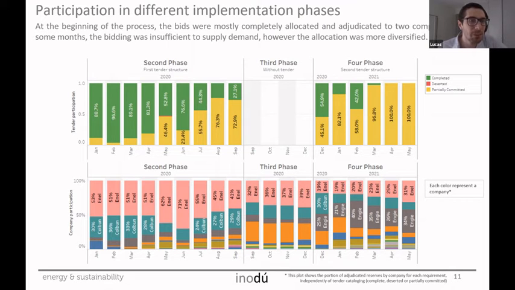As we can see, when the ancillary services tender started, there was a majority of complete adjudications, and reserve was allocated mostly to 2 companies. After some months, the bids began to be incomplete, but the allocation more diversified. When tenders came back in 2021, the completed adjudication was even lower, but also more diversified.